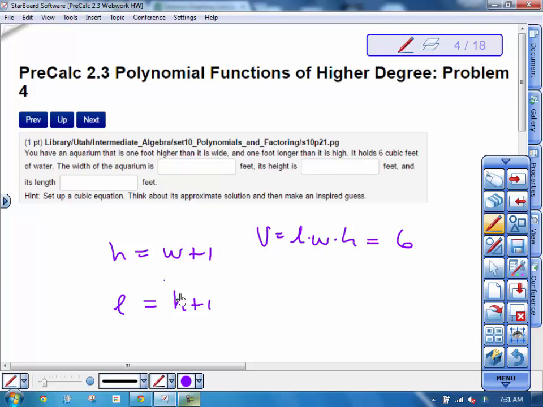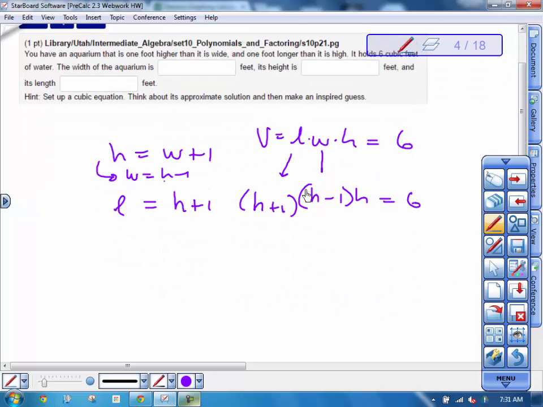So I have 3 equations, 3 variables. This should be a pretty simple one to substitute for. I'll get all h's here. So width equals h minus 1. So I'll plug in h minus 1 in for the width, right? Because I can solve this one and get width equals h minus 1. And then the length is h plus 1. So the length becomes h plus 1. And that'll equal 6. So now I'm going to FOIL the first two.